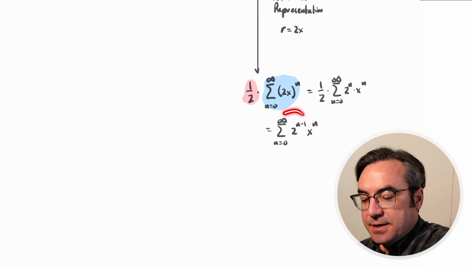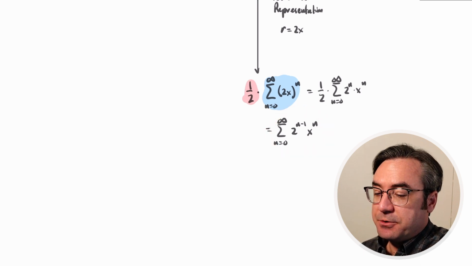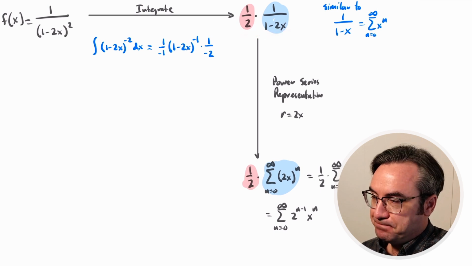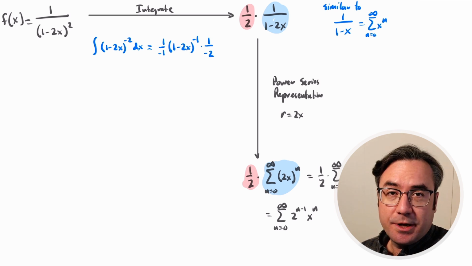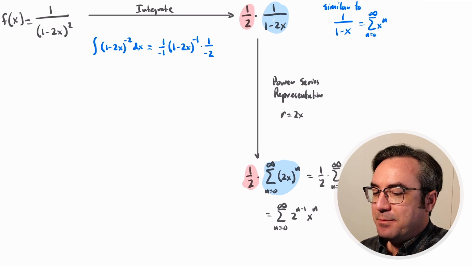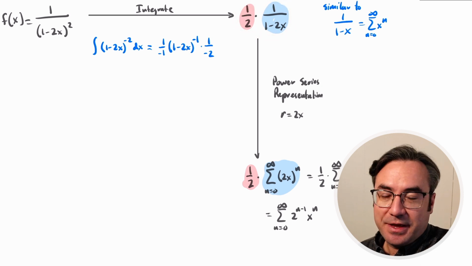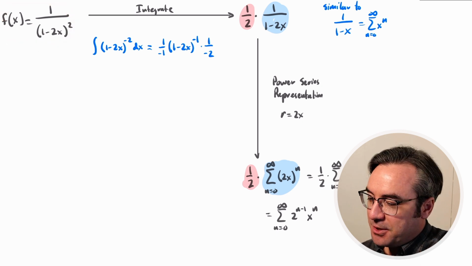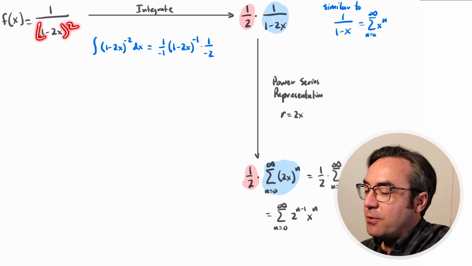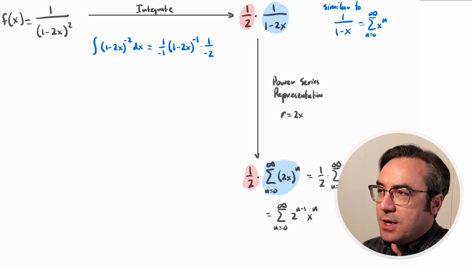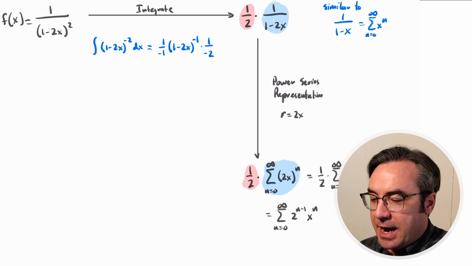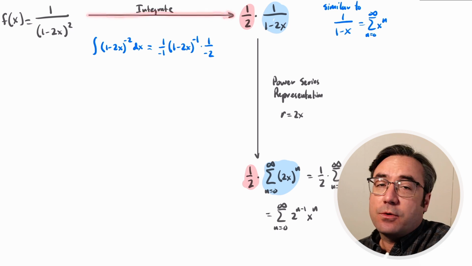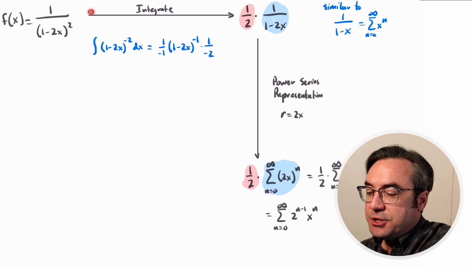And this is our power series representation for that. We're doing pretty good. But we didn't want the power series representation for that. We wanted the power series representation for that, the original function with that squared around the denominator. So we have to go back. And how do we go back? Well, what did we do? We found the integral. We did integration.